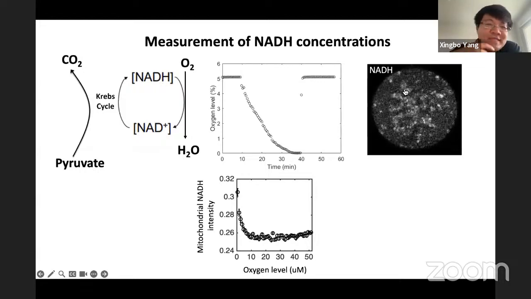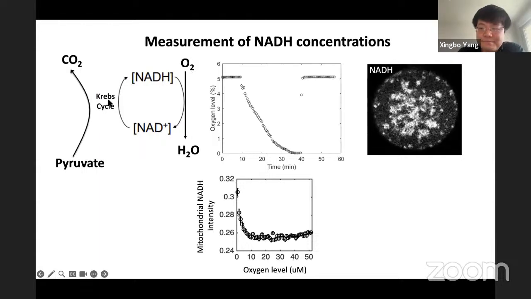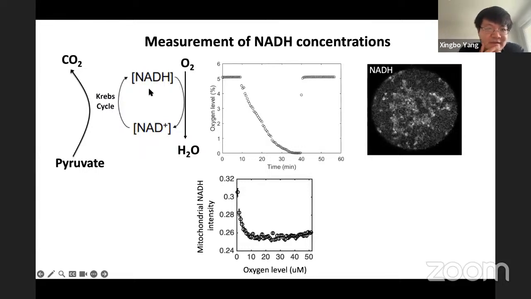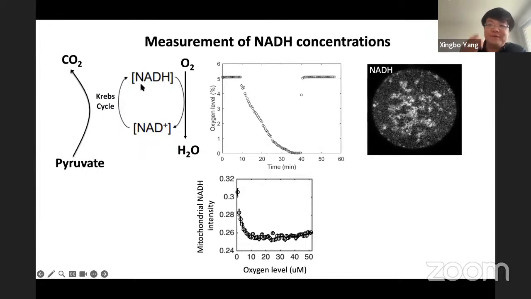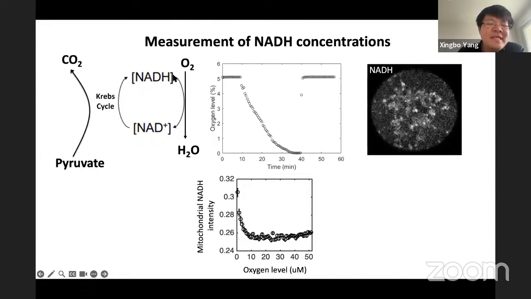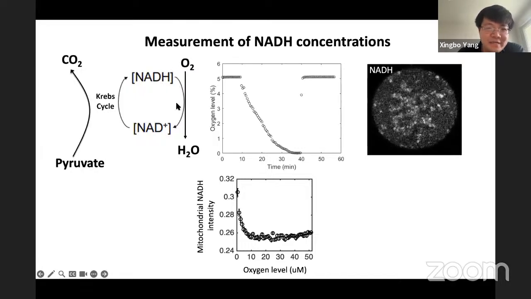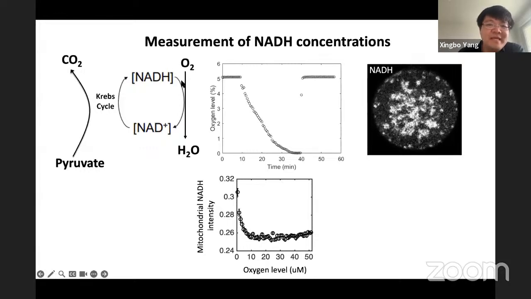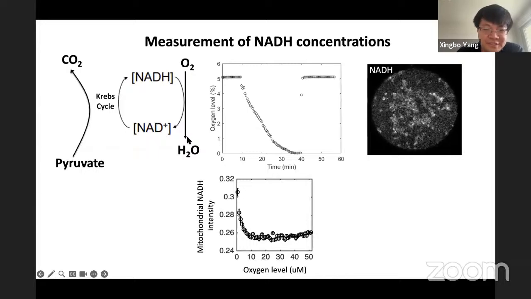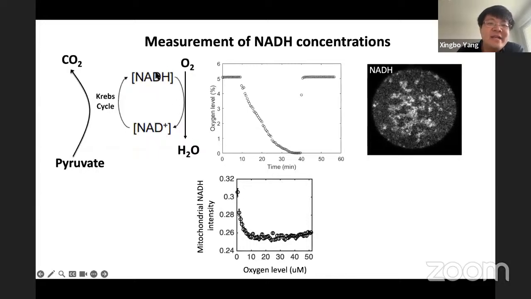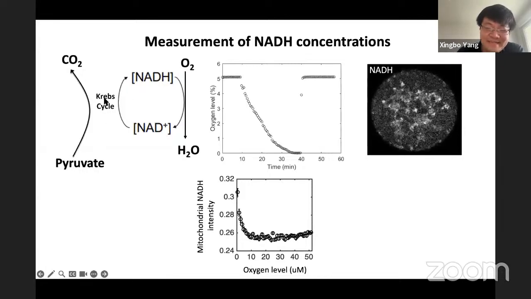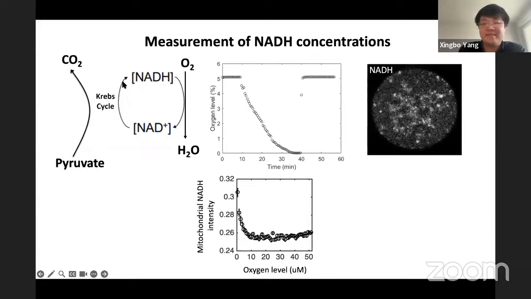So as you can see, even if you just look at this cycle on the left, there are two ways to increase NADH. One is you decrease the oxidation of NADH. So this right arrow, if this is being inhibited, for example, decreasing oxygen is one way to decrease the oxidation of NADH. And then NADH would accumulate if this left cycle is not changed.